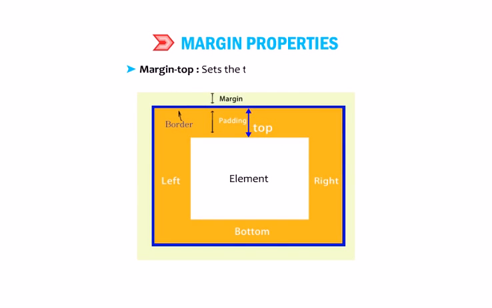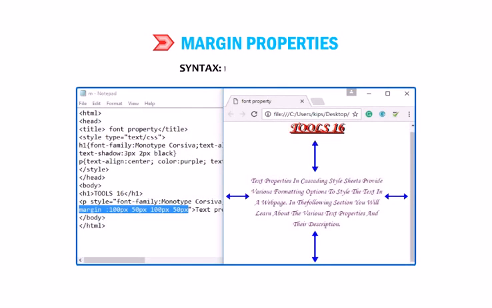Margin-top sets the top margin of an element. Margin-right sets the right margin of an element. Margin-bottom sets the bottom margin of an element. Margin-left sets the left margin of an element. The syntax is margin-side: value, where side equals top or right or bottom or left, and value equals length or percentage or auto.